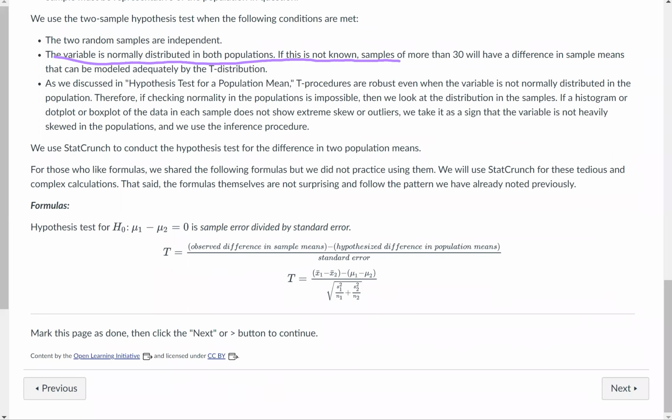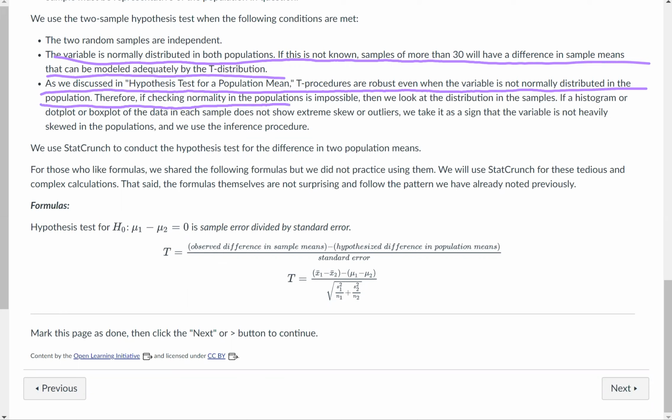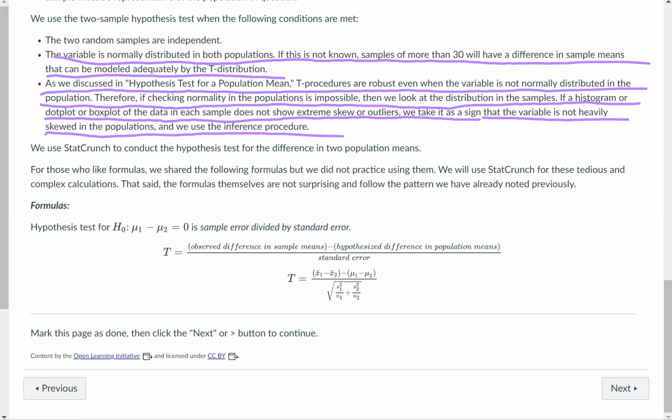If this is not known, samples of more than 30 will have a difference in sample means that can be modeled adequately by the t-distribution. As we discussed in hypothesis test for a population mean, t-procedures are robust, even when the variable is not normally distributed in the population. Therefore, if checking normality in the population is impossible, then we look at the distribution in the samples. If a histogram, dot plot, or box plot of the data in each sample does not show extreme skew or outliers, we take it as a sign that the variable is not heavily skewed in the populations, and we use inference procedures.